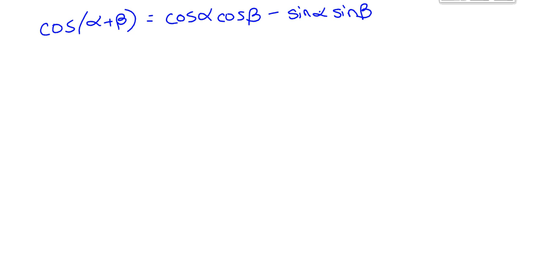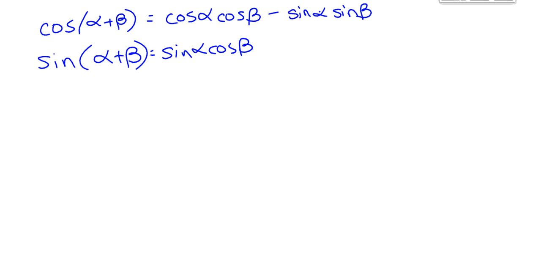Okay, and then while we're at it, what's the sine of alpha plus beta? Because that's maybe the one you were thinking of. Sine alpha plus beta is what? Sine alpha cosine beta plus cosine alpha sine beta. I'll write it that way, but either way is fine. Okay, so do you recognize those? Because we're going to experience those in a few minutes.